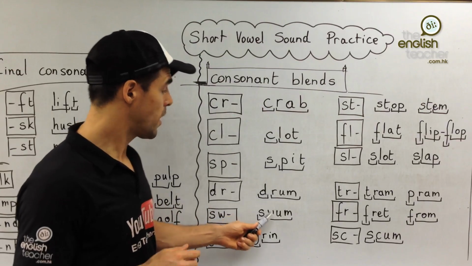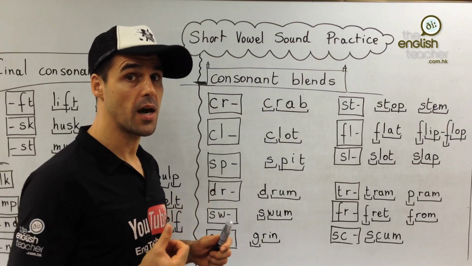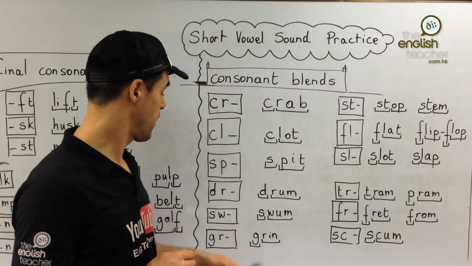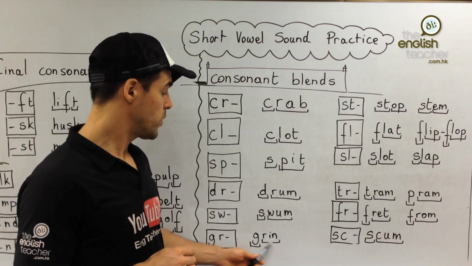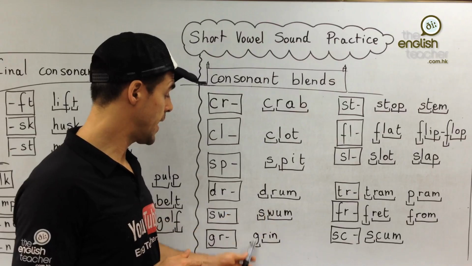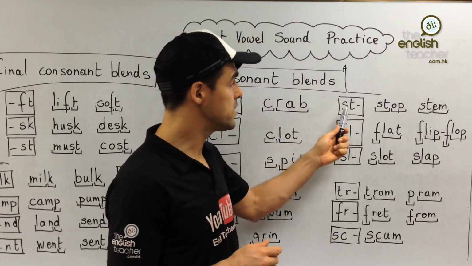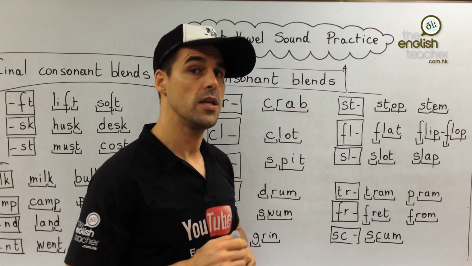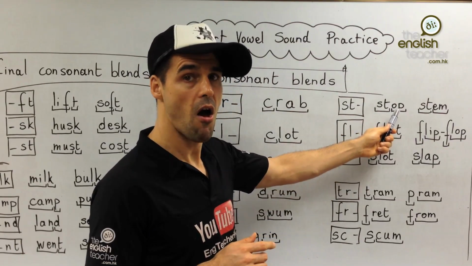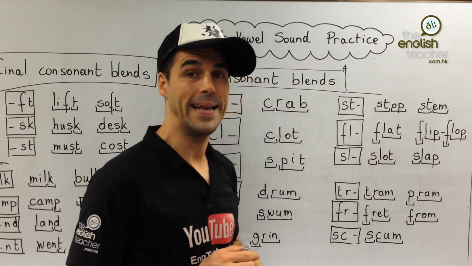Next one is W-U-M. And we're going to say wum, like the U in cup, wum. And then add an S in front of it. Swum, swum. Next, we have GR, and we're going to say that last part first. Rin, rin, and then add the G, grin, grin. We move on to the ST. ST usually sounds together. So usually we say that like st, st. Then we have the O like in hot, stop, stop.